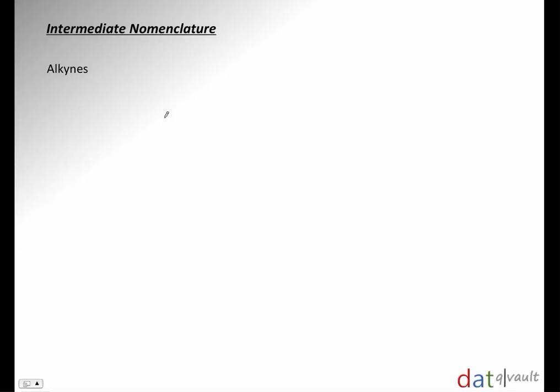Alright, the next section we're going to look at are alkynes. Alkynes are any molecule that contain a triple bond. This right here is the most simple of all alkynes with 2 carbons in it, so we can call this molecule ethyne.